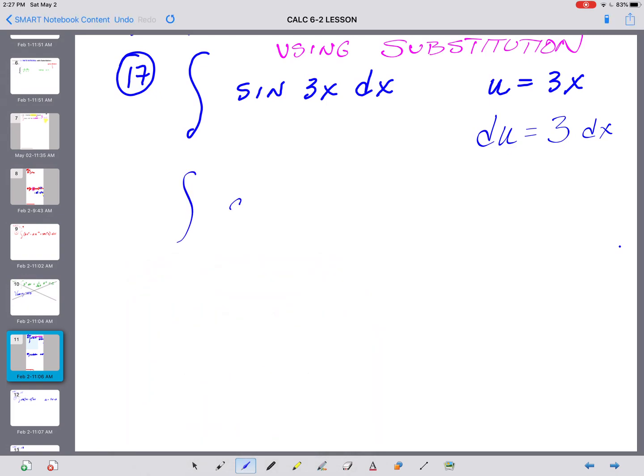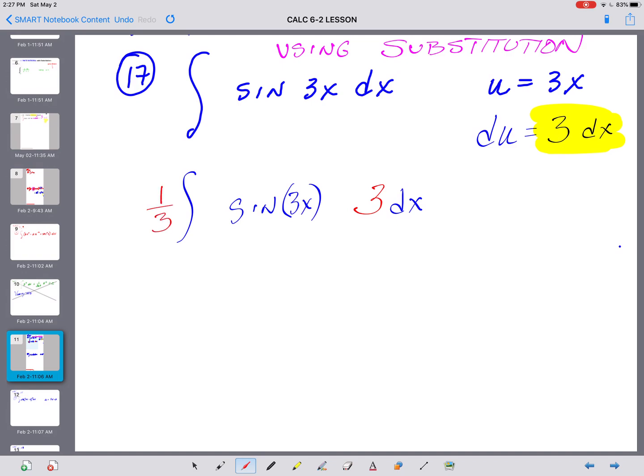I'm just going to rewrite it. Now, I have to have 3 times dx in my integral. I have to have it. Well, that means I got to put it right here. It's got to be 3 times dx. But wait a second. That integral is not equal to the integral I started with. So out to the left of the integral, what times 3 just gives me 1? Yeah, I got to put a 1/3.